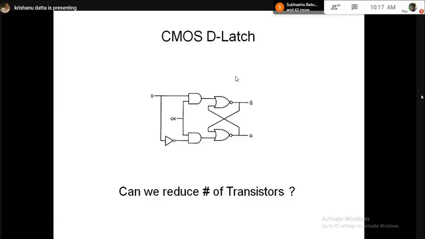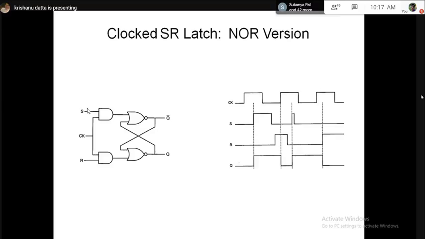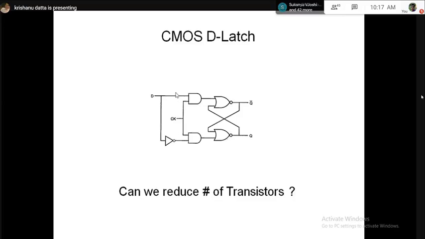Tell me. Sir, what is the function of this inverter? This inverter, what it is doing, let me go back to the previous. See, you have the S and R, right? And now once we put the inverter, S is now data, the D input, and the data bar, which is the output of the inverter, is your R.